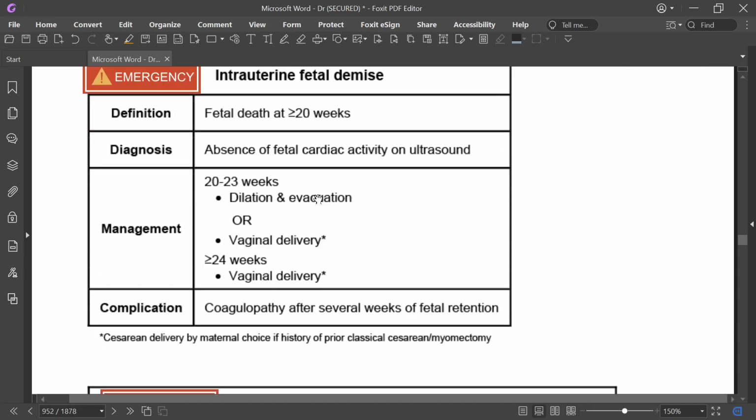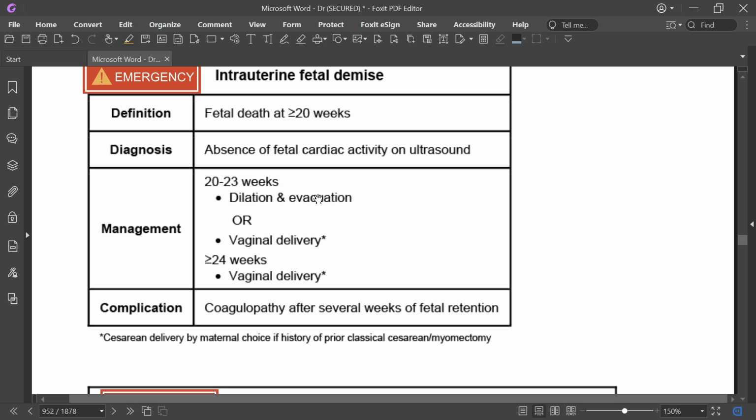Intrauterine fetal demise. The definition is fetal death more than 20 weeks. Absence of fetal cardiac activity on ultrasound.